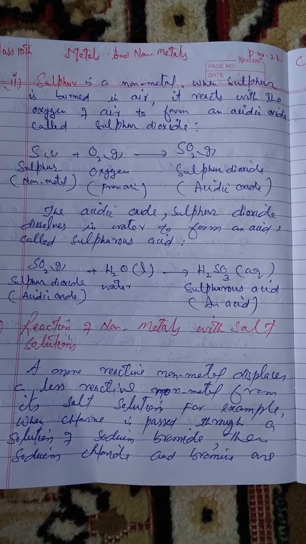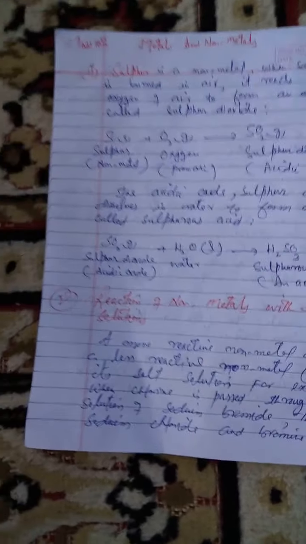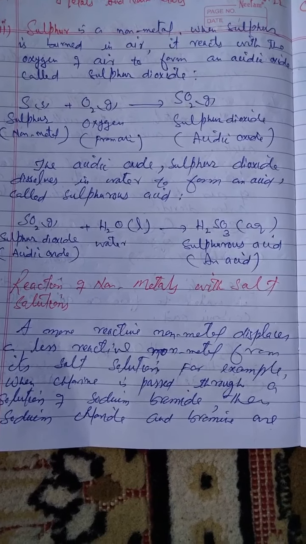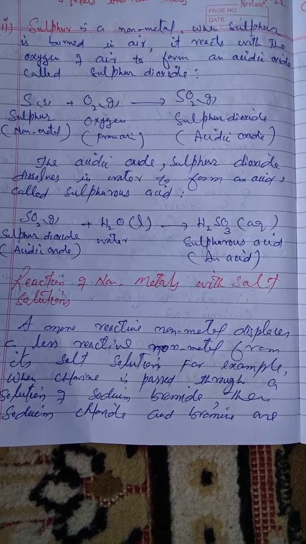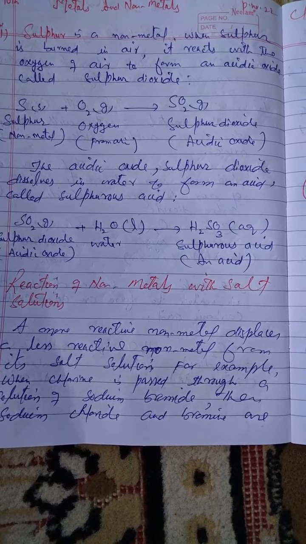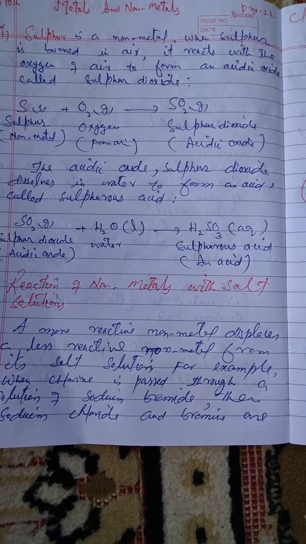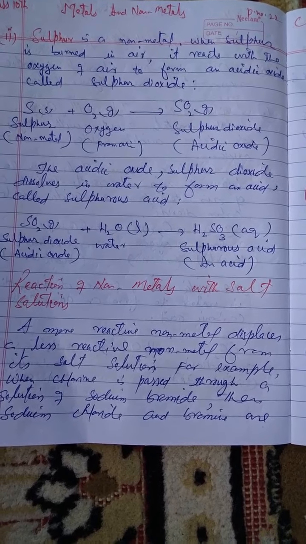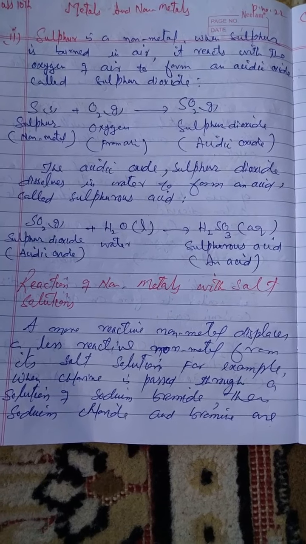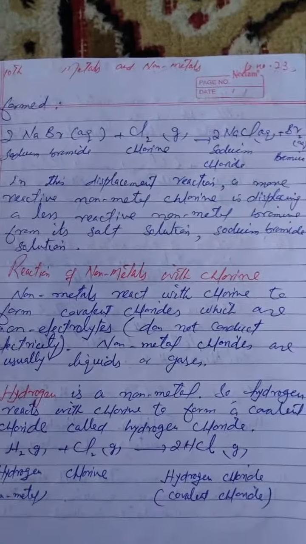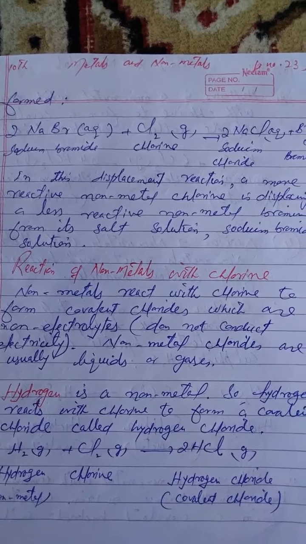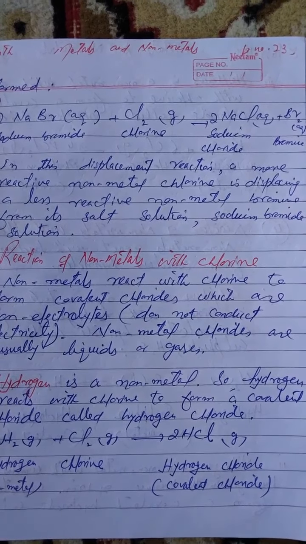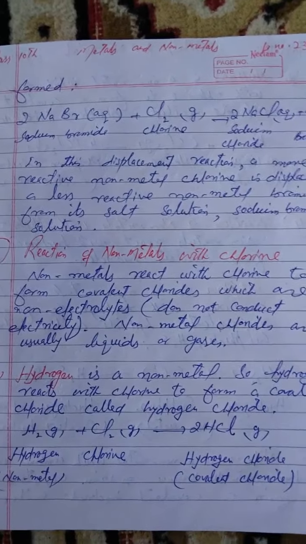Then reaction of non-metals with salt solutions. A more reactive non-metal displaces a less reactive non-metal from its salt solution. For example, when chlorine is passed through a solution of sodium bromide, then sodium chloride and bromine are formed. So sodium bromide reacts with chlorine, it forms sodium chloride and bromine. So in this displacement reaction, a more reactive non-metal, that is chlorine, is displacing a less reactive non-metal bromine from its salt solution, sodium bromide solution.